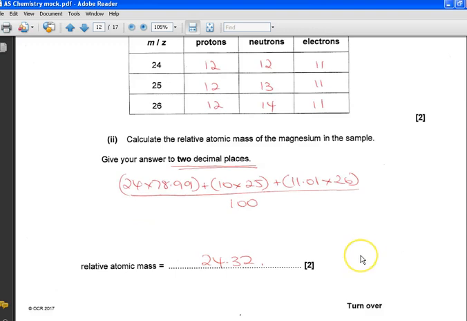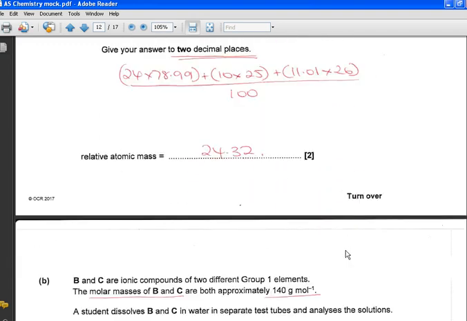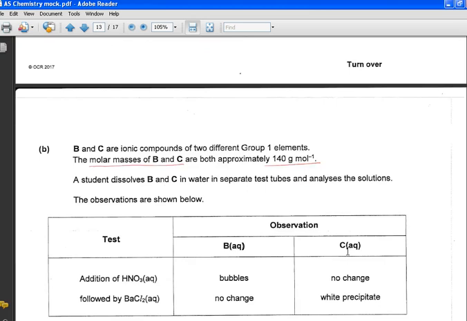And to calculate relative atomic mass, a percentage abundance times the mass number, yeah, or the m/z ratio, but just think of it as mass number, divided by 100, and then it asks you to give your answer to 2 decimal places. That's very important. If you didn't do that, you lost a mark.